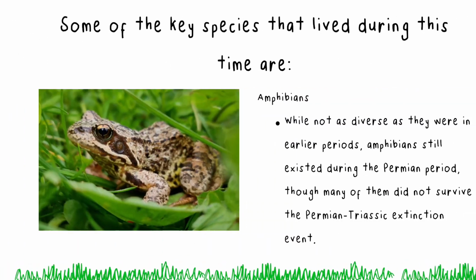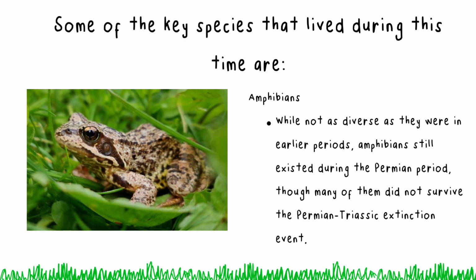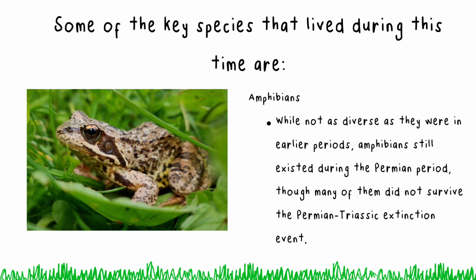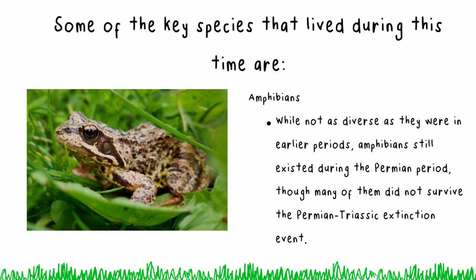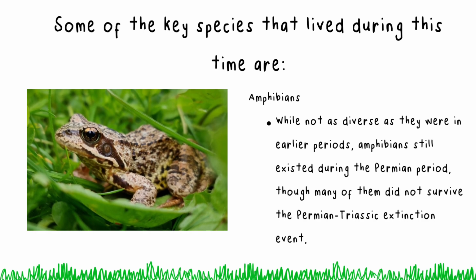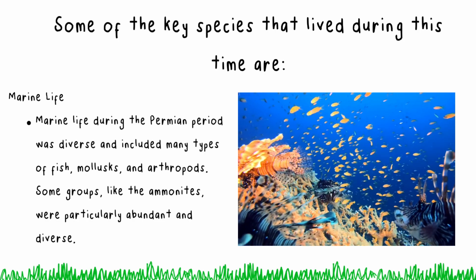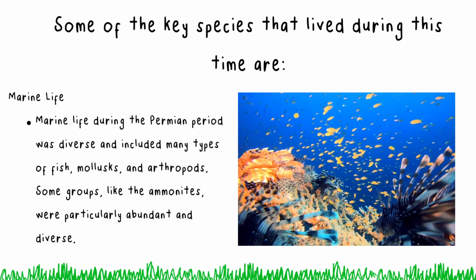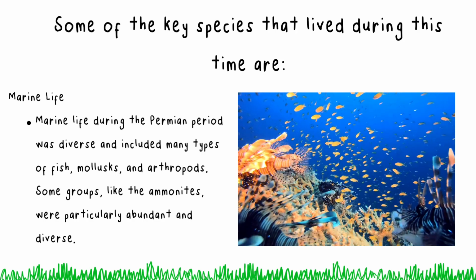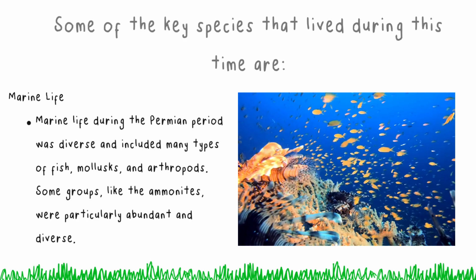Next are the amphibians. While not as diverse as they were in earlier periods, amphibians still existed during the Permian period, though many of them did not survive the Permian-Triassic extinction event. Next is marine life. Marine life during the Permian period was diverse and included many types of fish, mollusks, and arthropods. Some groups, like ammonites, were particularly abundant and diverse.